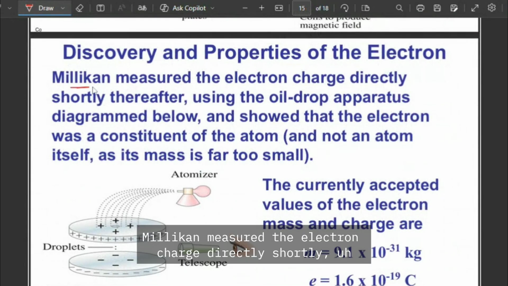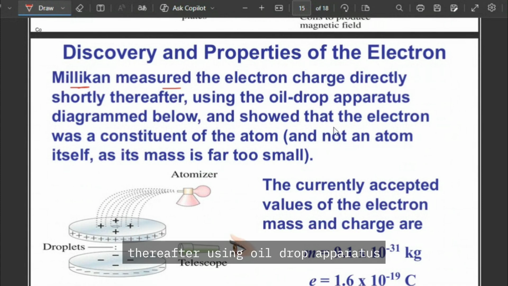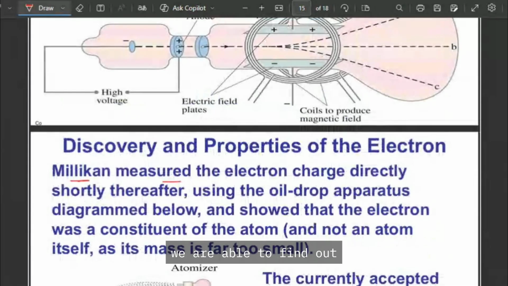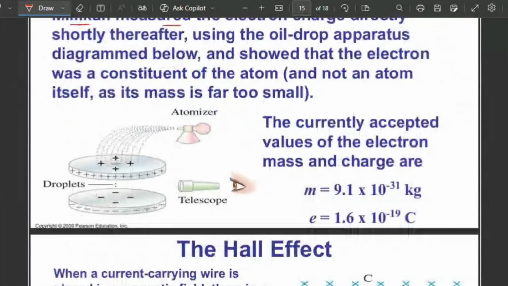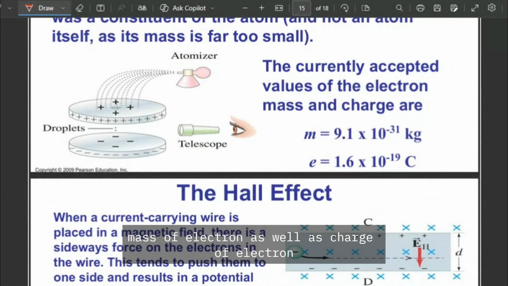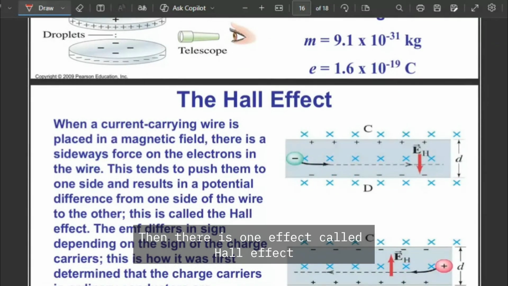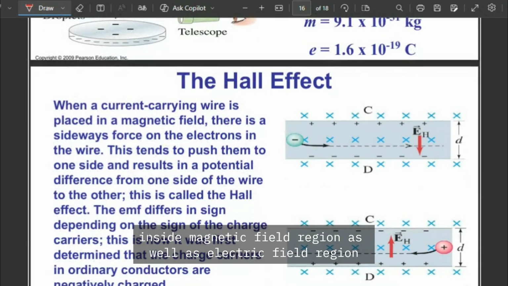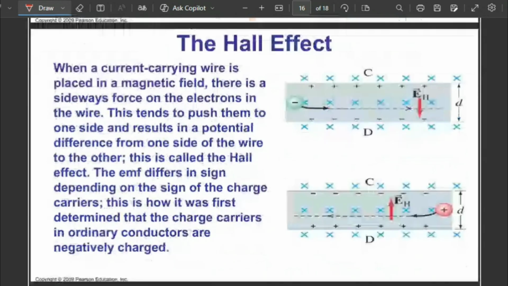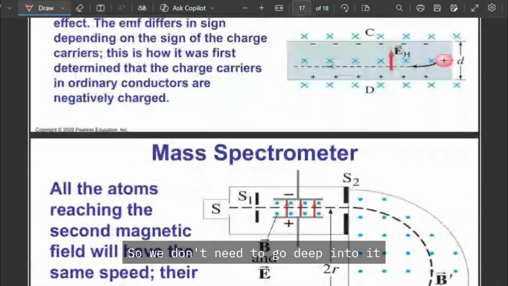Similarly, Millikan measured the electron charge directly shortly thereafter using the oil drop apparatus. So he does the same, and because of this, we were able to find out the mass of the electron as well as the charge of the electron. Then there is one effect called the Hall effect, which generally explains how a charged particle is going to move inside a magnetic field region as well as an electric field region. So we don't need to go deep into it.